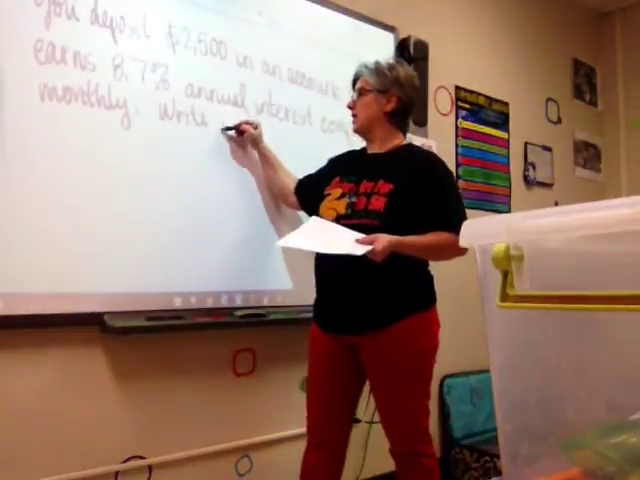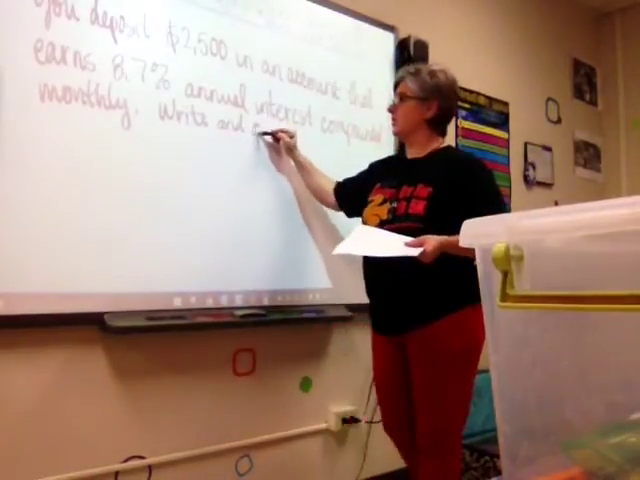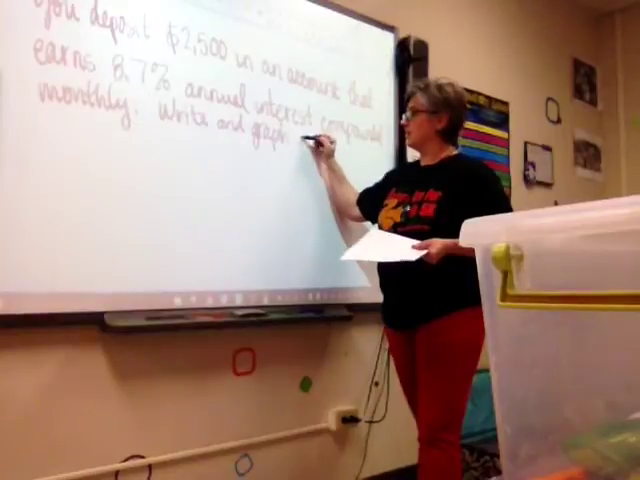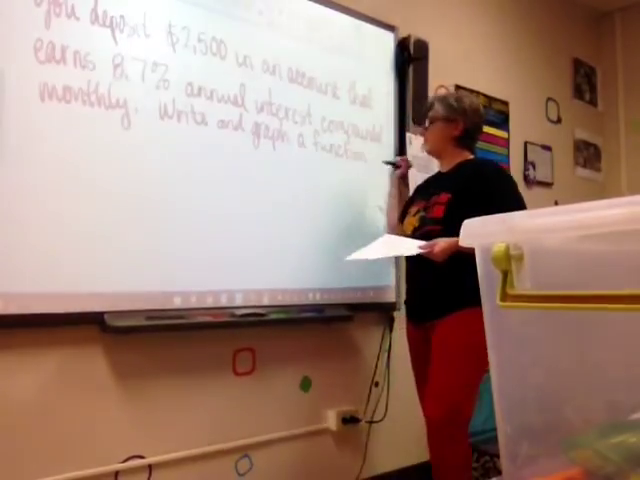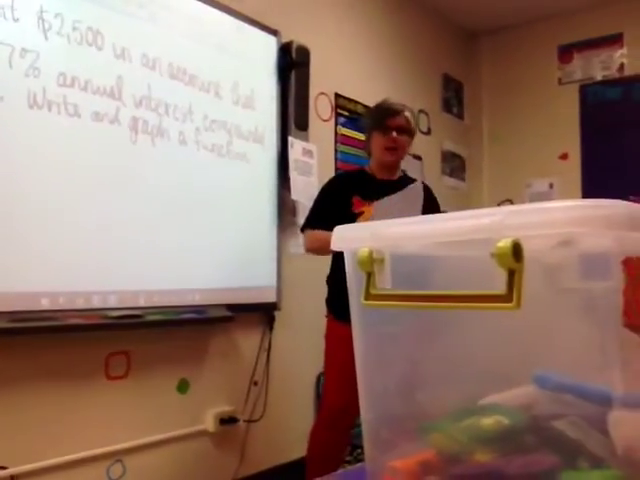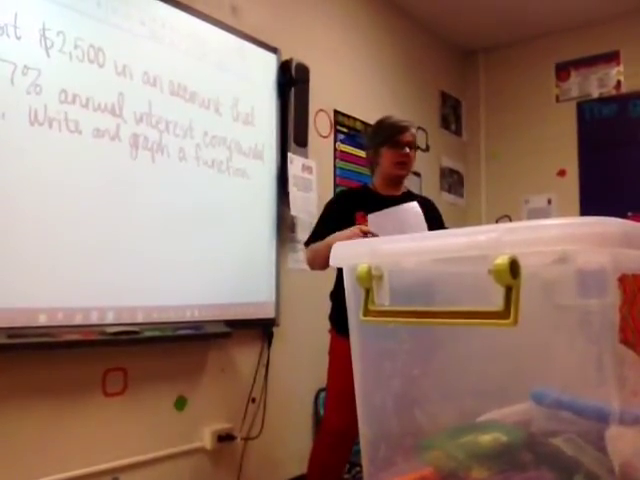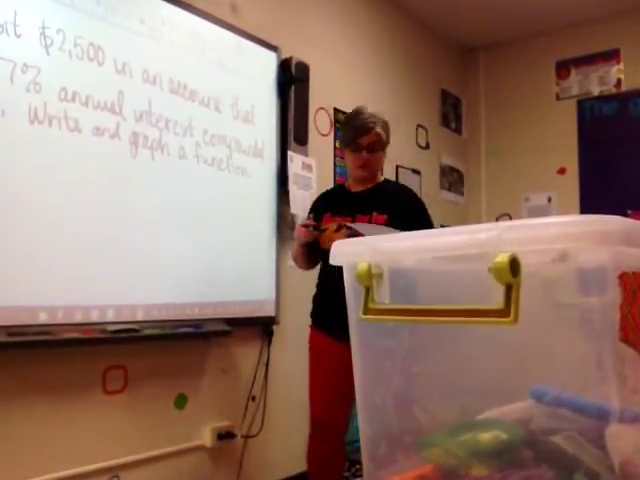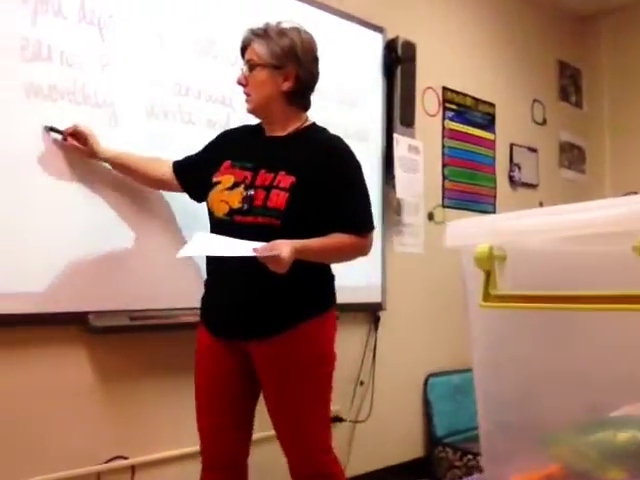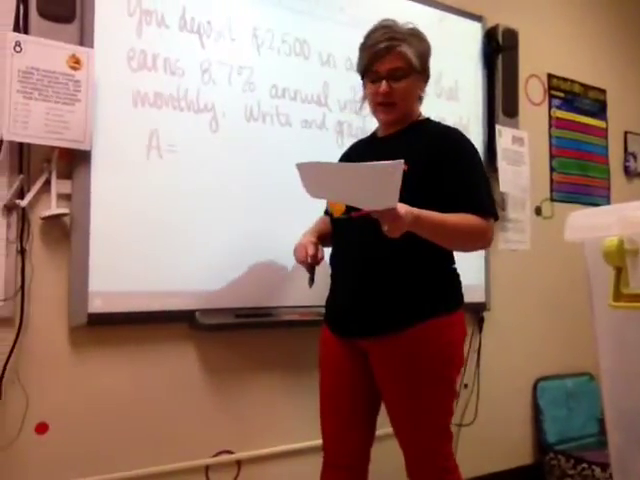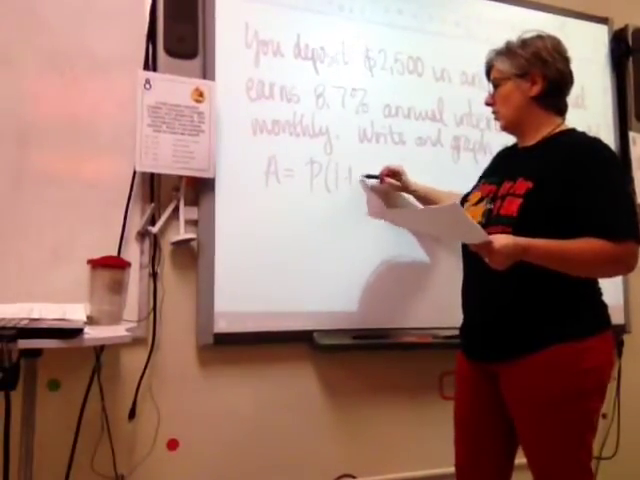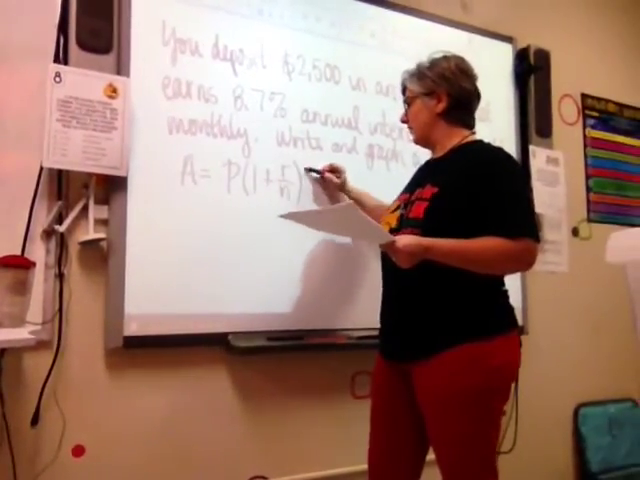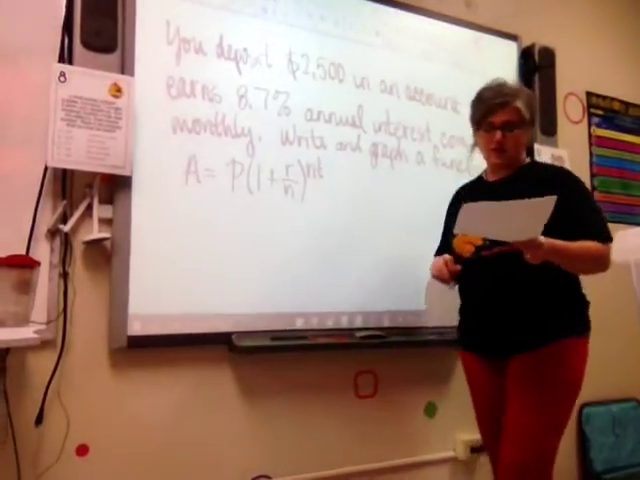So write and graph a function that represents this situation. First thing we need to do is write down the compound interest formula. So we learned the formula A equals P times (1 plus R over N) to the NT power.